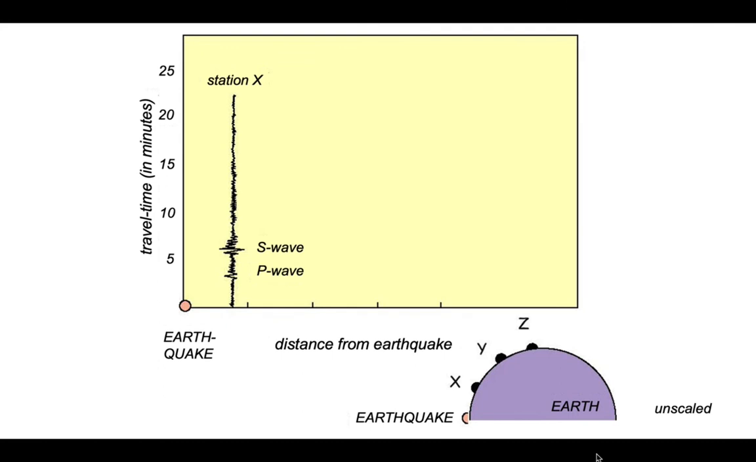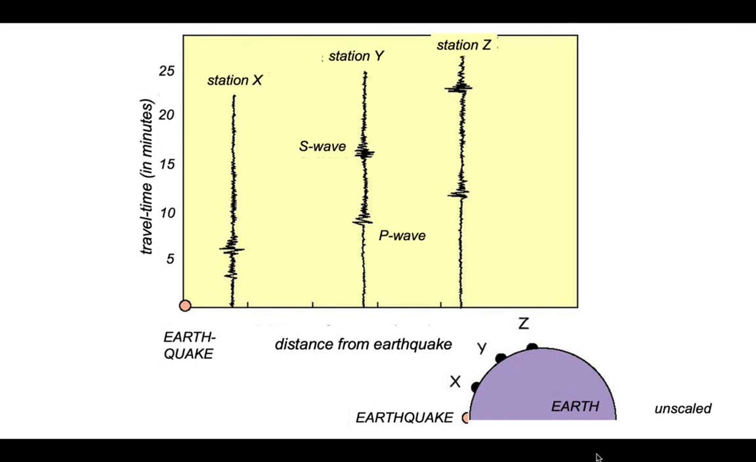So let's now put on the records from the other two stations. There we go. Again, the P waves arrive first, the shear waves arrive second in each case, and because station Y and Z are further out than station X, all those signals are arriving later than their equivalents in station X. Now we can use this information to learn a lot about the seismic velocity structure of the Earth.